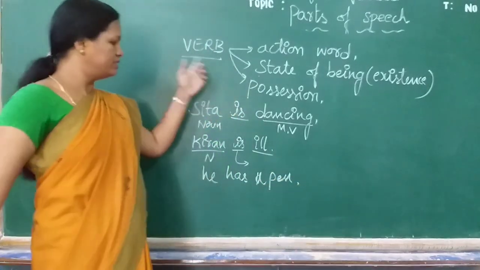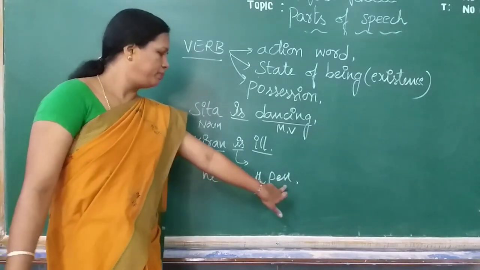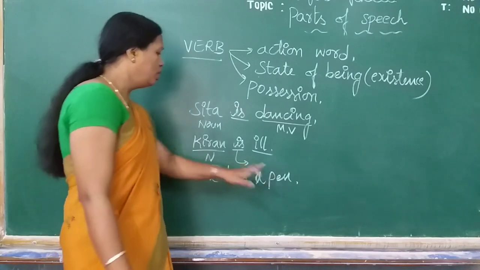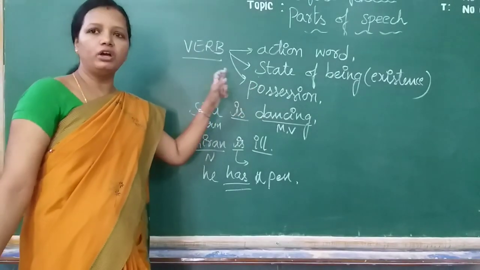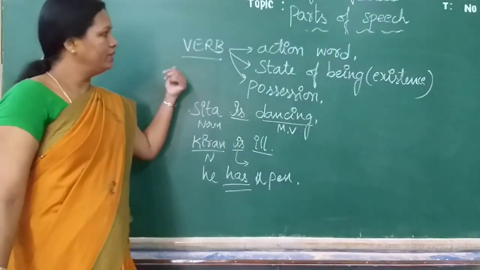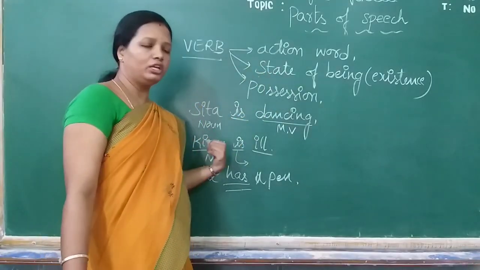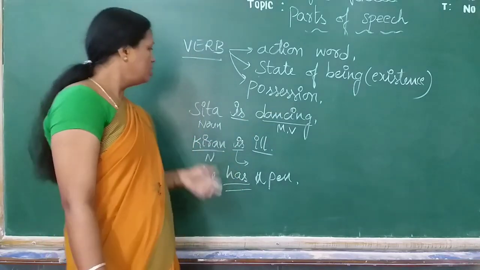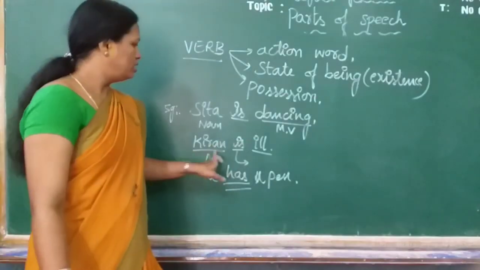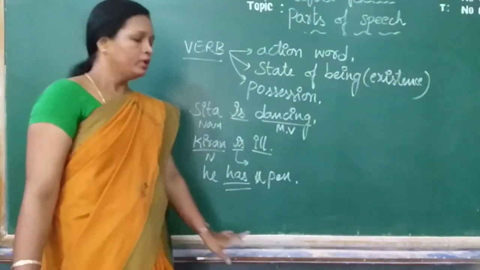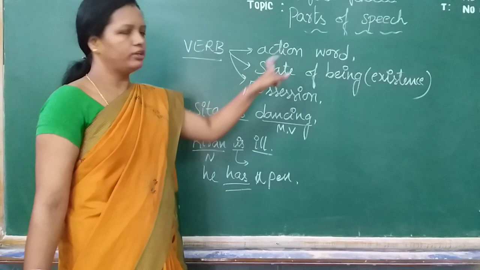When I was discussing the noun, I told you an article will come before the noun, that is pen, a pen, right? So pen is a noun. He is having a pen, or he has a pen. So that is the possession of that particular person. So verb can be considered as an action word, state of being, which shows the existence of that particular person, and possession. Is it clear? If I take these sentences, Sita is dancing, Kiran is ill, he has a pen: has is a possession, is is telling about the state of being, and dancing is the action word.